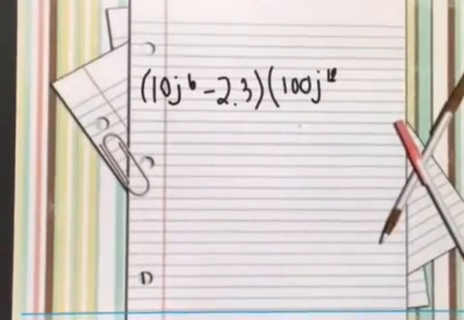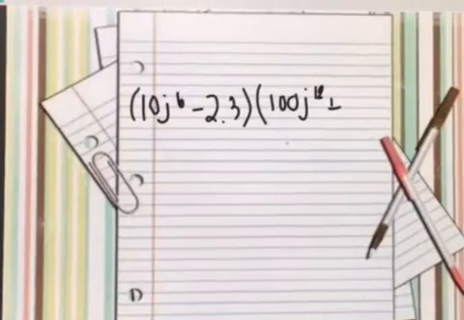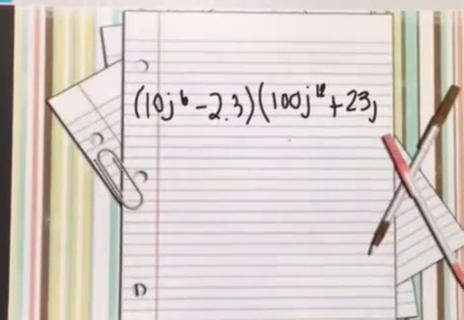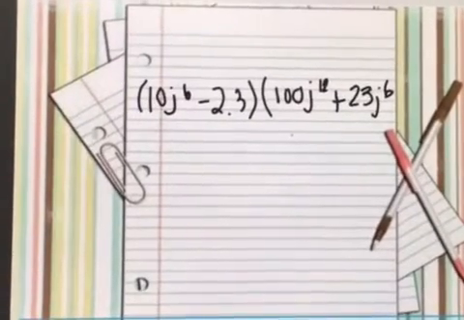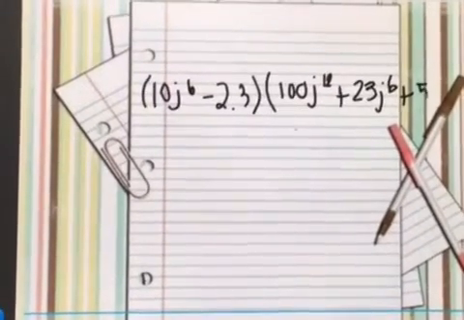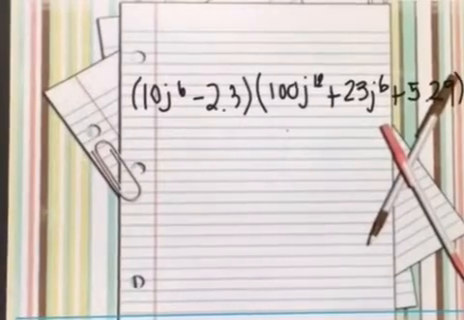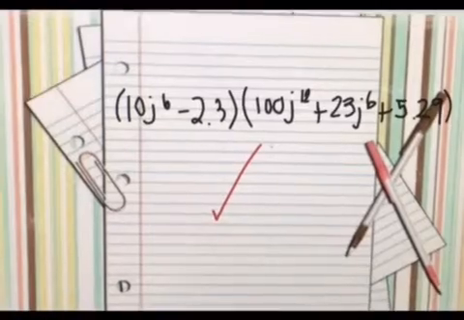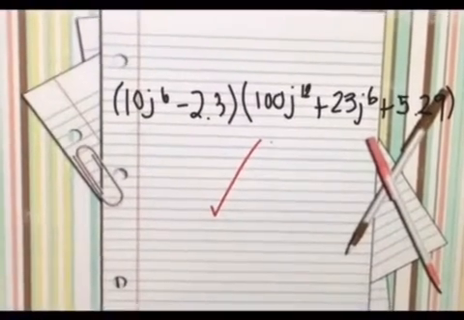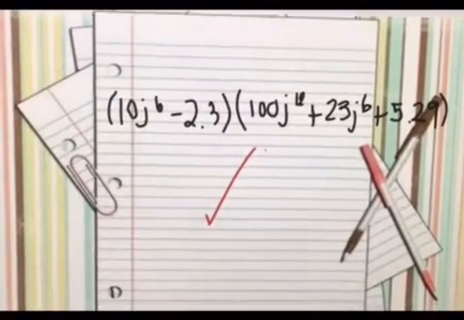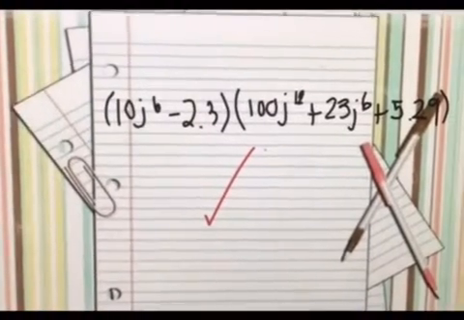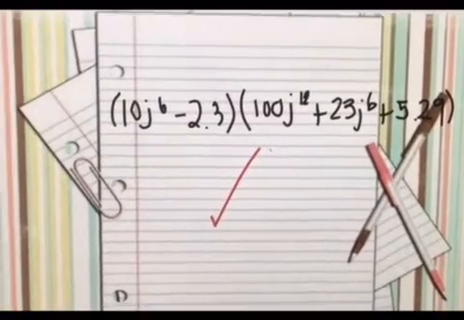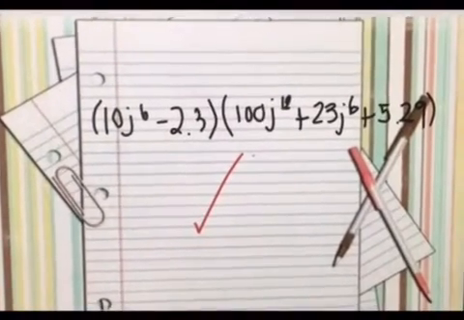To solve for the trinomial factor, the first step is square the first term of the binomial factor. Then the second step is solve for the opposite of the product of the first and second terms of the binomial factor. Then the third step is solve for the square of the second term of the binomial factor. You are then left with the final answer of the quantity 10j raised to the 6th power minus 2.3 and the quantity 100j raised to the 12th power plus 23j raised to the 6th power plus 5.29.